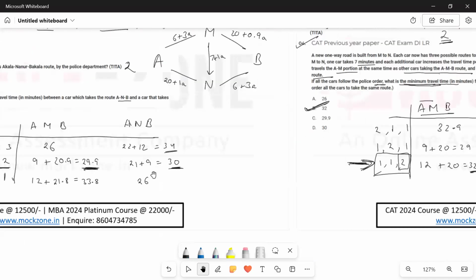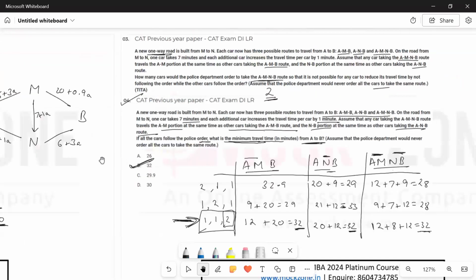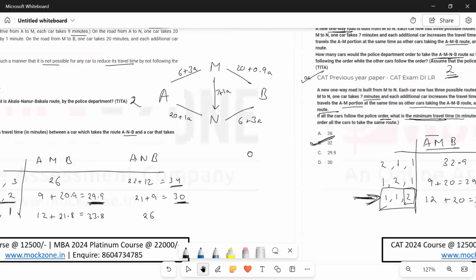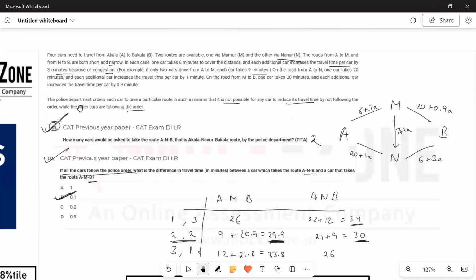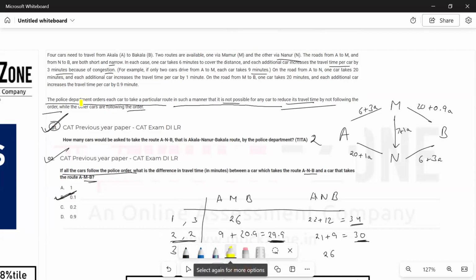So I hope the following set was clear to everyone. थोड़ा confusing language was there used in this set. I agree because ये जो statement है, the police department orders each car to take a particular route in a manner that it is not possible for any car to reduce its travel time by not following the order. ये statement को interpret करना थोड़ा मुश्किल है, but once you read it slowly and carefully, you will realize it.